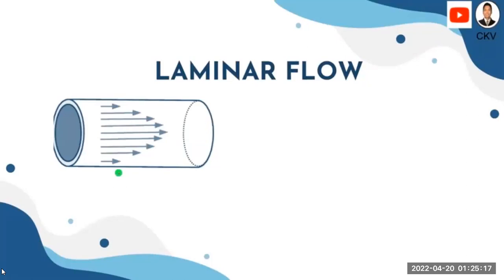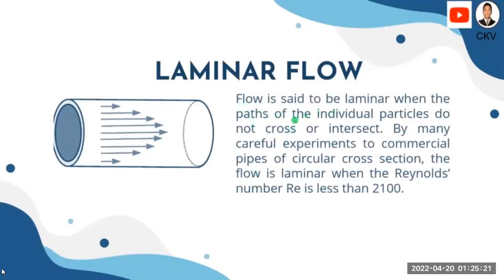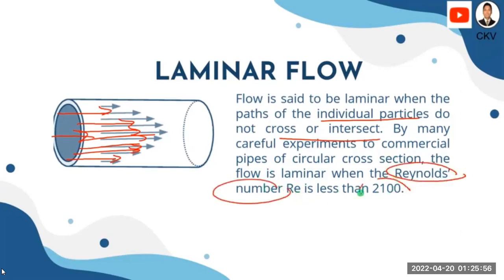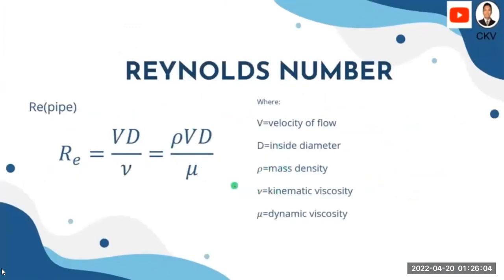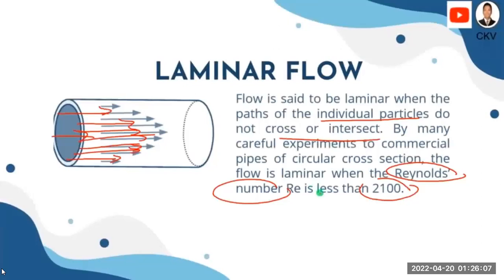So we can say that we have a laminar flow when the paths of the individual particles do not cross or intersect. So let's say we have here a liquid passing through this pipe. Okay, so all the particles move in the same direction. They are uniform in direction. So, by many careful experiments on commercial pipes of circular cross-section, the flow is laminar when the computed Reynolds number, or Re, is less than 2,100. So, using this formula, if we have computed less than 2,100 for the value of the Reynolds number, it is laminar flow.